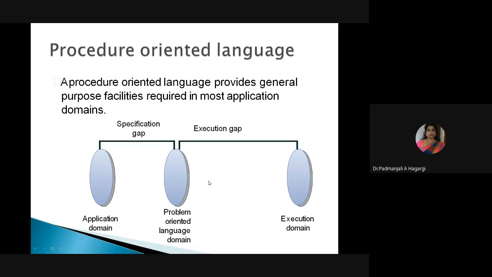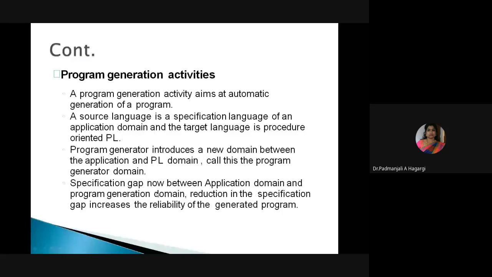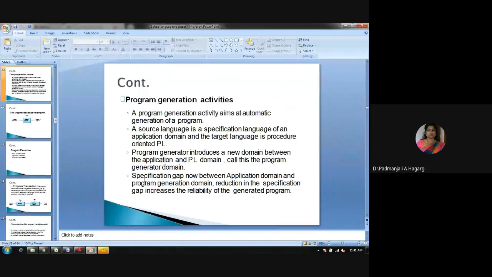The linker generates various executable files, and those executable files have to be loaded into memory for execution of the program. So after the linker, it goes to another translator, the loader. The loader loads the program into memory. So that is how the program generation activities work.